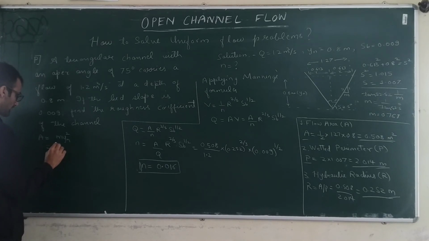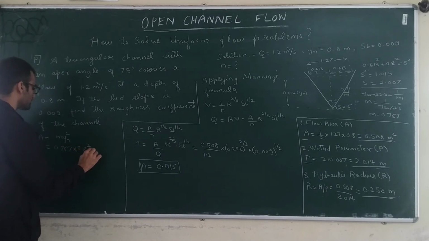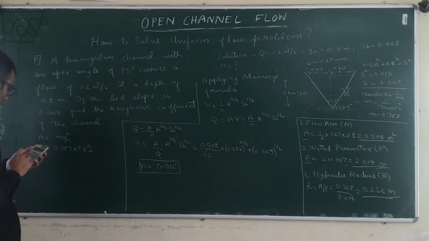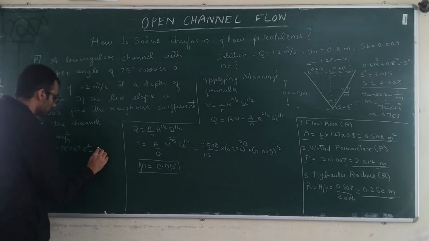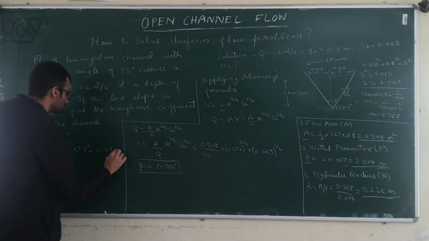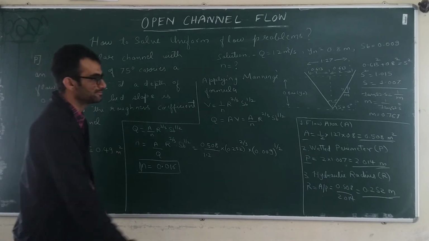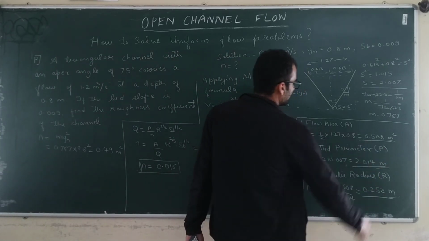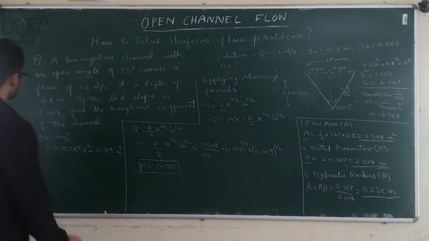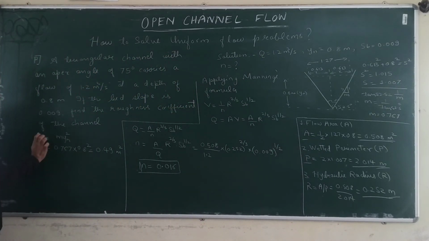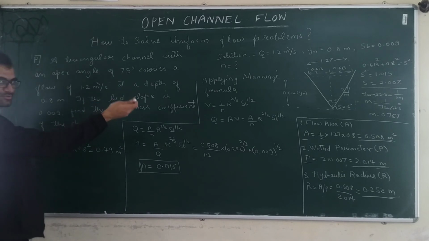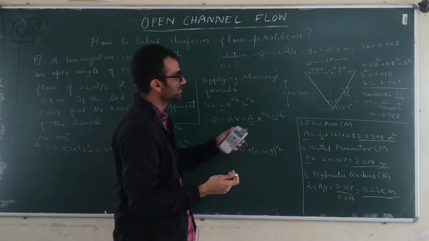So m is 0.767 into yn, which is 0.8, square. That is 0.49 meter square, so almost the same. You can also use this formula, if you remember it, or you can just calculate every time using the geometry.